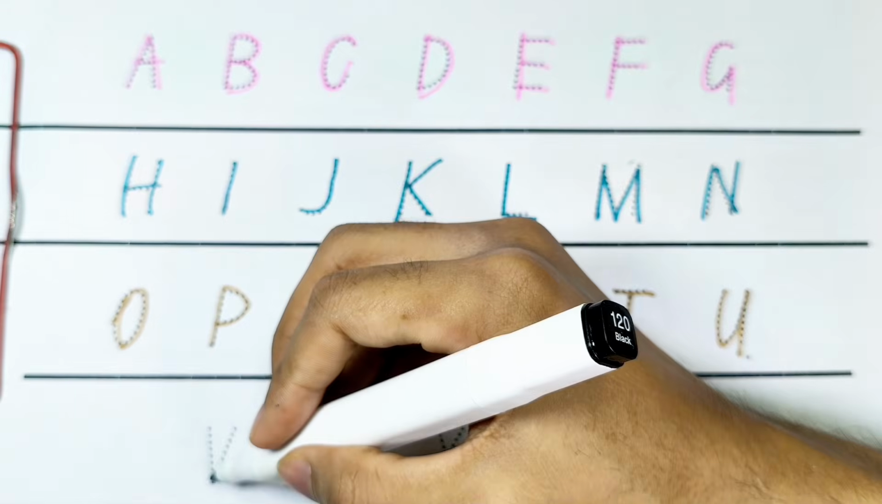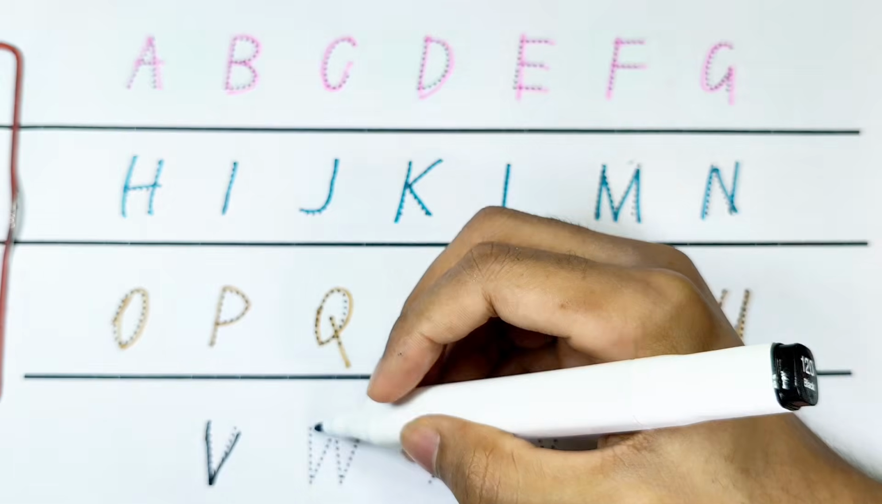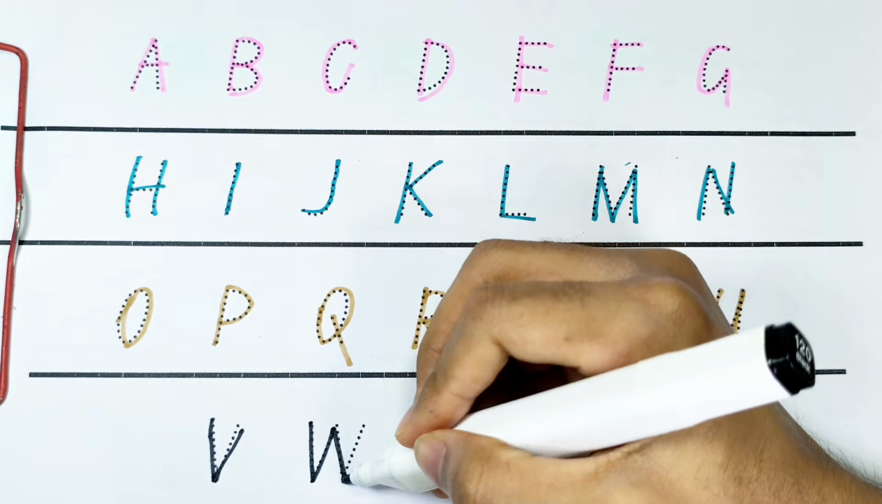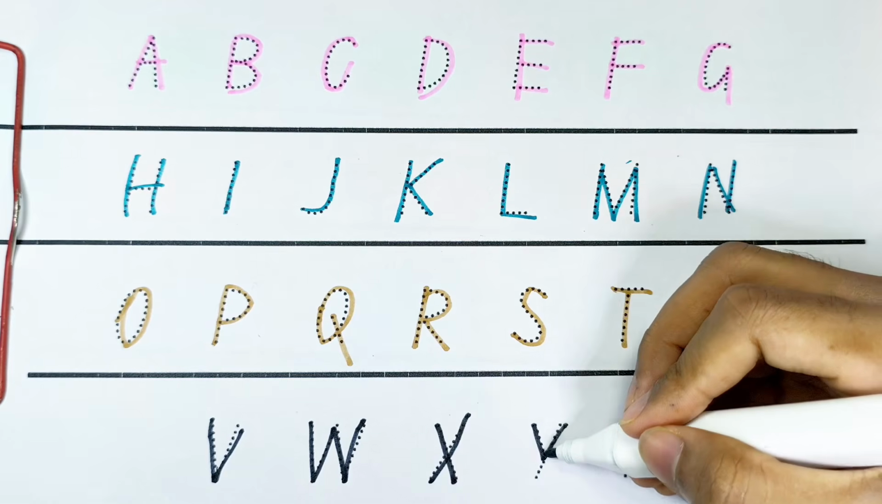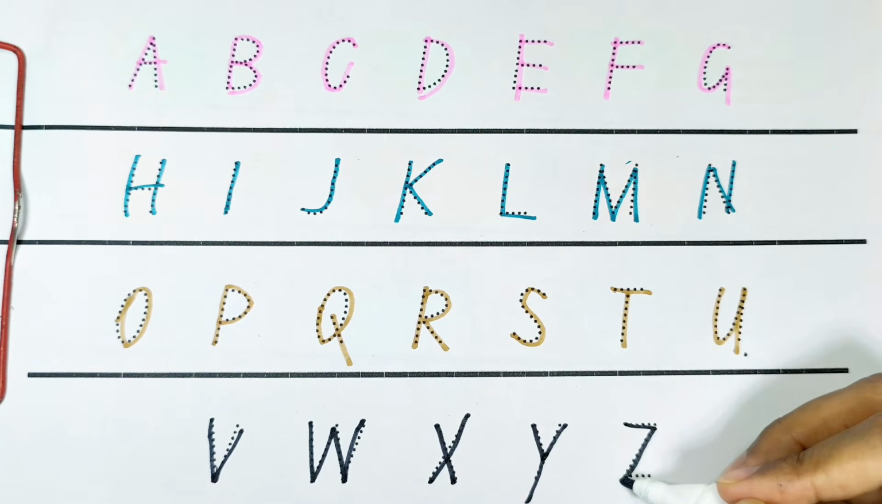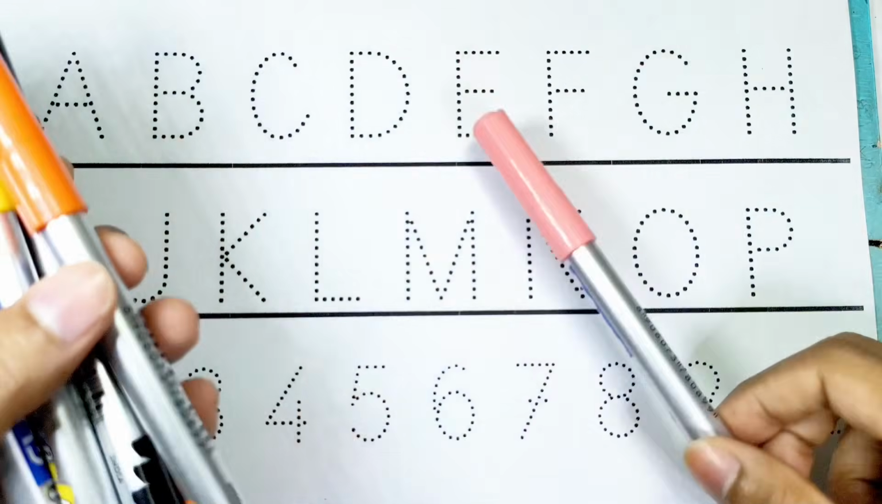Black color. Now we draw the alphabet of V. V for van, V for vanilla, V. W. X. Y. And the last one is Z. Stay with us.